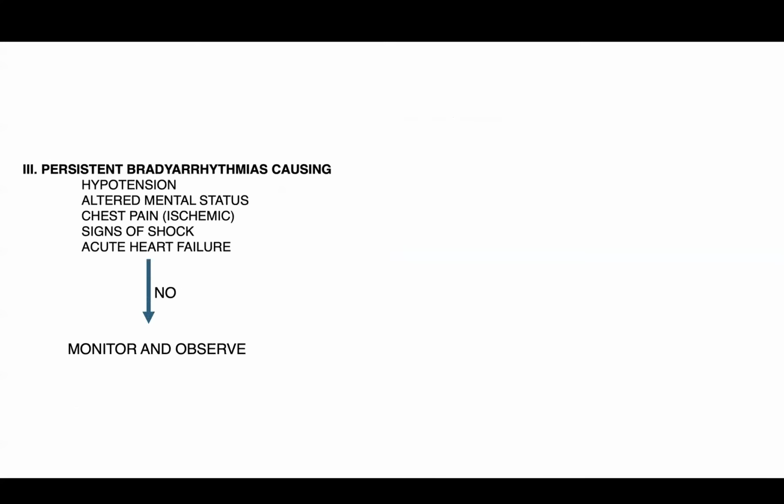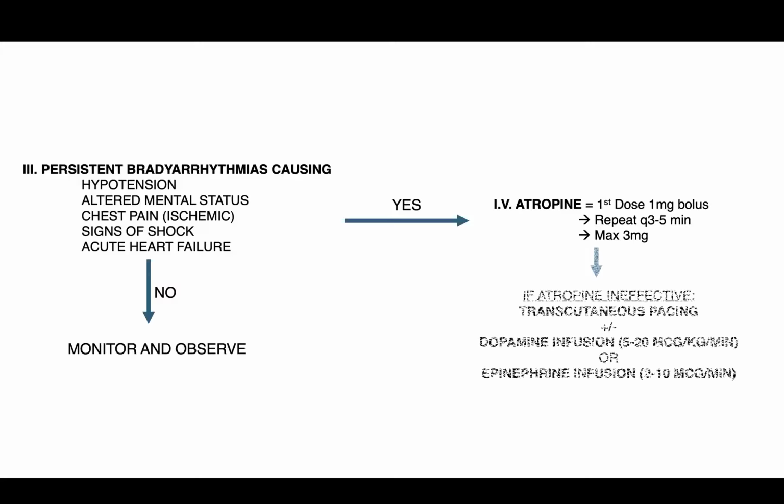If persistent bradycardia is causing symptoms, then IV atropine is your first-line drug; if it is not symptomatic, you just monitor and observe. First dose is 1 milligram bolus. Repeat every 3 to 5 minutes, maximum 3 milligrams. If atropine is ineffective, you can go with transcutaneous pacing and or dopamine infusion, 5 to 20 mics per kg per minute, and or an epinephrine infusion of 2 to 10 mics per minute.